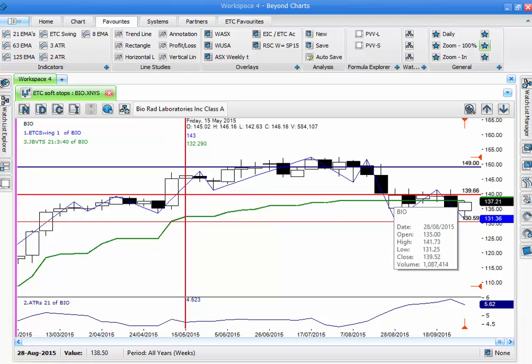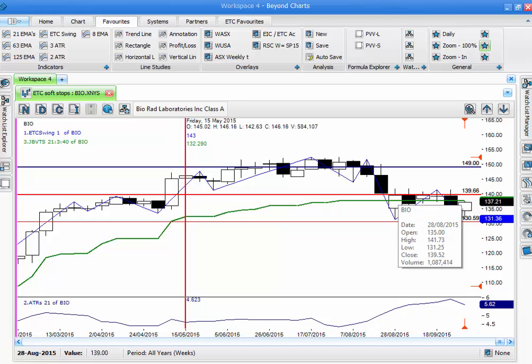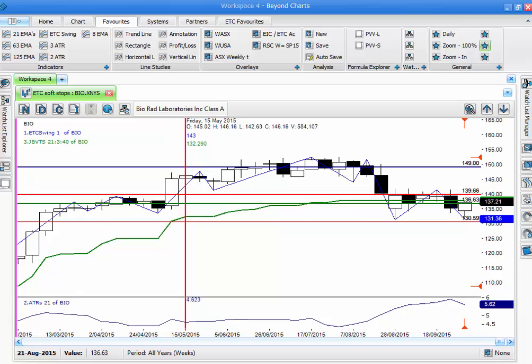The following week, however, again during all the volatility, the close on this candle is 139.52. Well, is 139.52 lower than 139.66? Yes, it is. So on that particular candle, we have to exit at market the following period. The following period, price opens up at 139.52, so let's just put that in there.